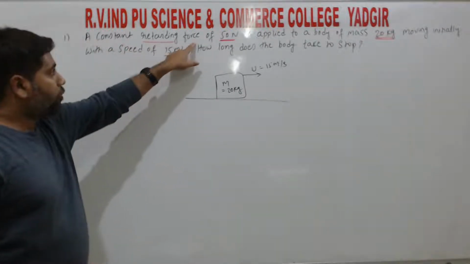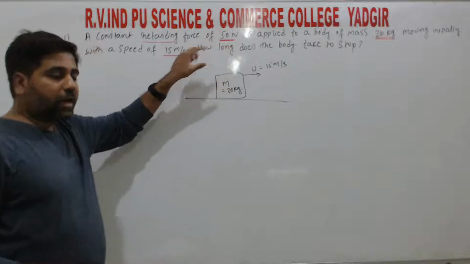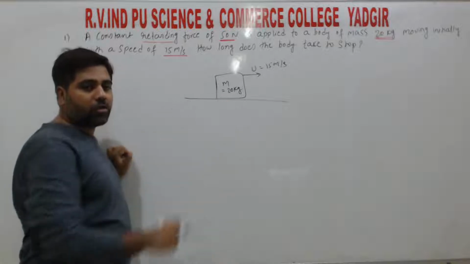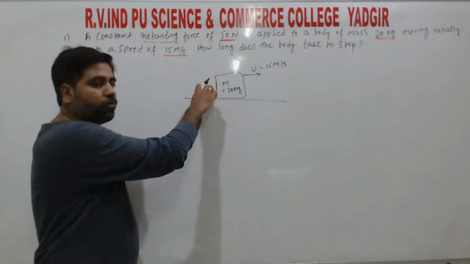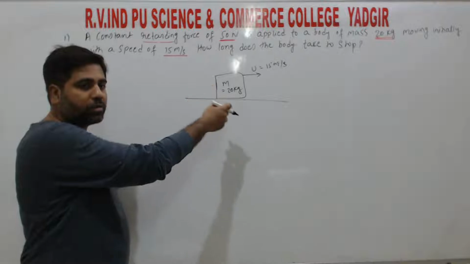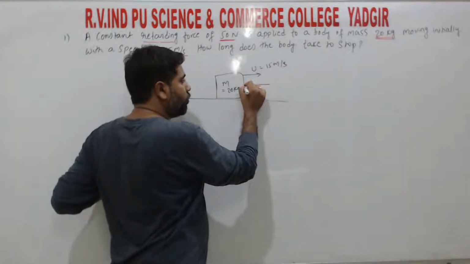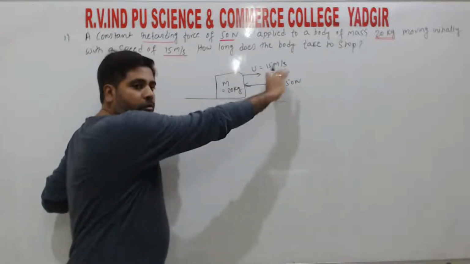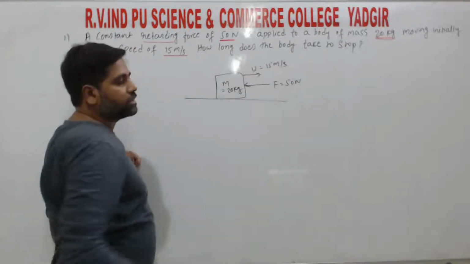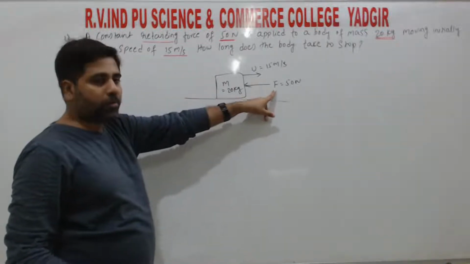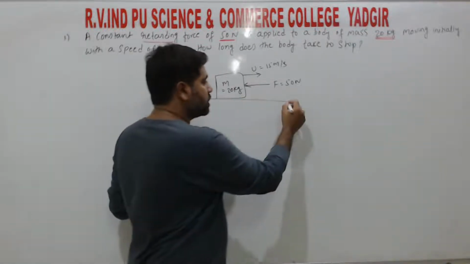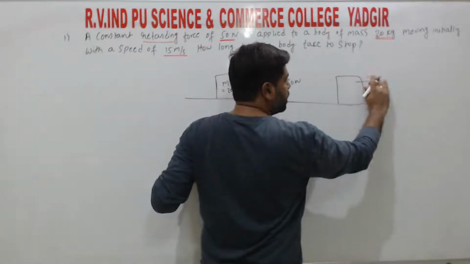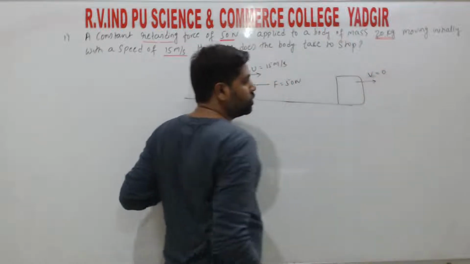A constant retarding force of 50 Newton is applied. So retarding force means the force which is applied opposite to the direction of the motion, so that we call as the retarding motion. So in the direction of motion if we apply force, force is positive, so opposite direction we are applying the force, so that force is equals to 50 Newton. So along the horizontal toward positive axis if the motion is there, we are applying the force opposite. So after certain time it will come to rest. That means its final velocity of the object v is equals to 0.